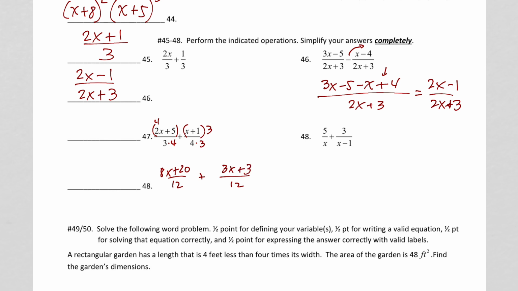So now, I'm going to combine like terms, and I'll have 8x plus 20 plus 3x plus 3 all over 12. And this is going to turn into an 11x, that's 8x plus 3x, plus 23 all over 12.